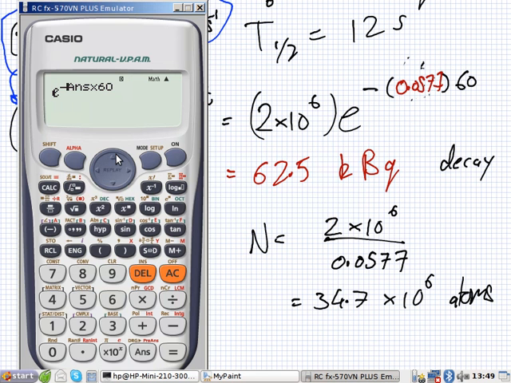Yeah, well I have to retype this. This is 0.0577 and replace this with a 5, and this was 2 times 10 to the power of 6. We'll put in kilo. 62.7.